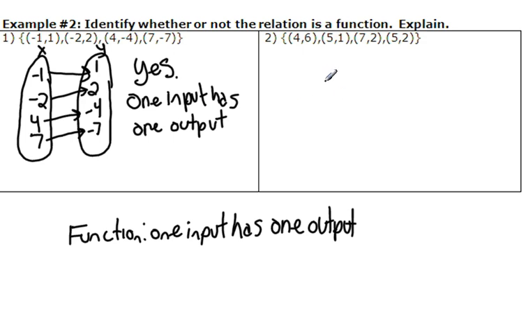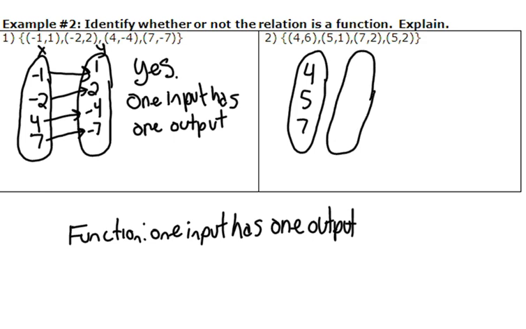So example 2, I have 4, 5, 7, and 5 again, so I don't rewrite it. The y values, I have 6, 1, 2, and 2 again, so I don't write it twice. Now I draw my arrows. 4, 6, 5, 1, 7, 2, 5, 2.